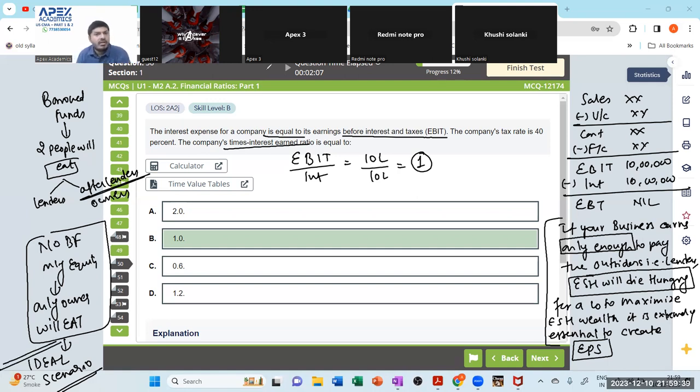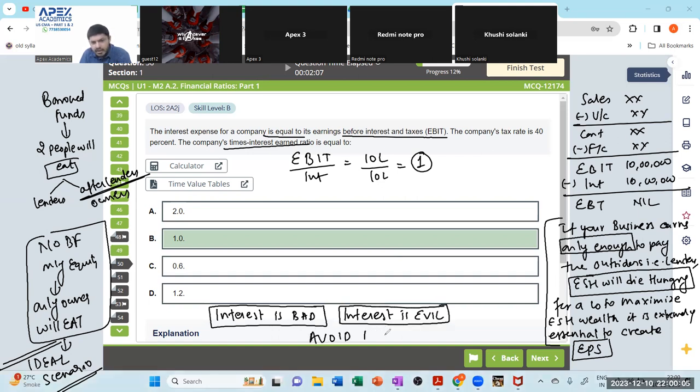Are you all with me on my statement? Yes or no? Please tell me. Yes, sir. So there is a very, very important learning. Interest is bad. I will go on to say interest is evil. Avoid interest. Always keep that much in mind. These are your important learnings of finance, that you have to avoid the interest.